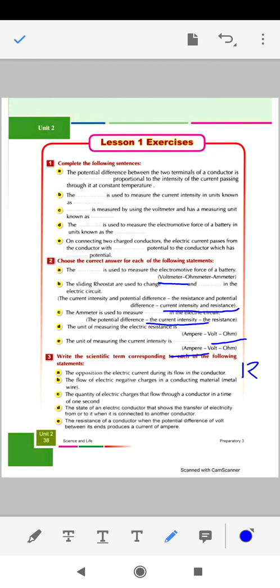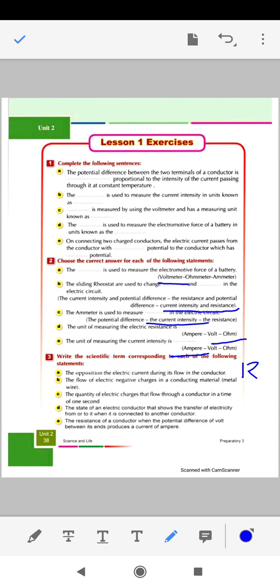B: the flow of electric negative charge in a conducting material, bravo, electric current. The quantity of electric charge through a conductor in a unit time of 1 second is the definition of, bravo, intensity of electric current.